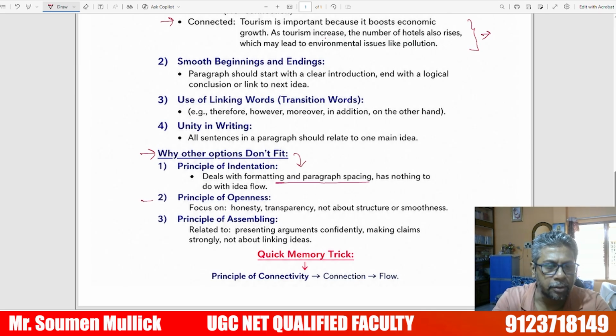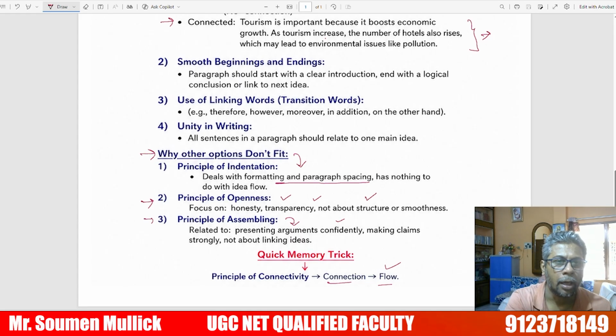Principle of openness. What do you mean by principle of openness? It means focus, honesty, transparency, not based on structure or smoothness. Principle of assertion is related to presenting arguments confidently, making claims strongly, not about linking ideas. So my dear students, this is a quick memory trick: principle of connectivity means connection and flow. Good.